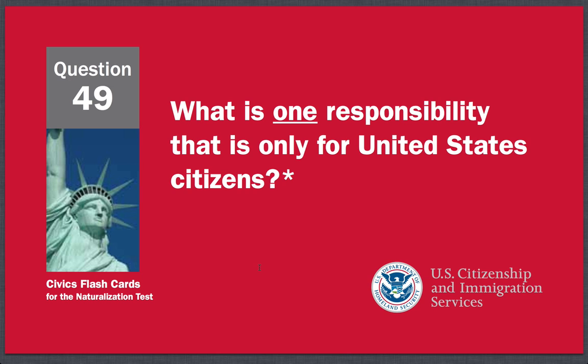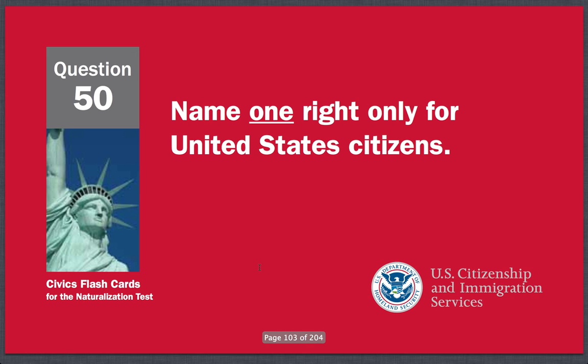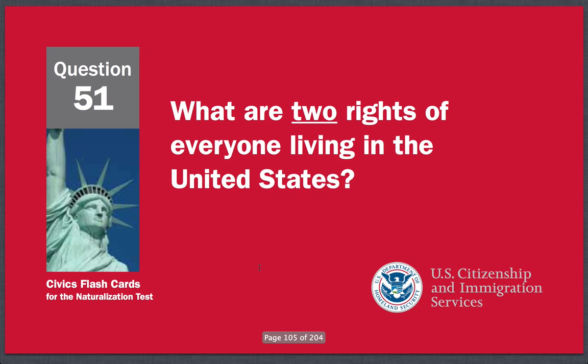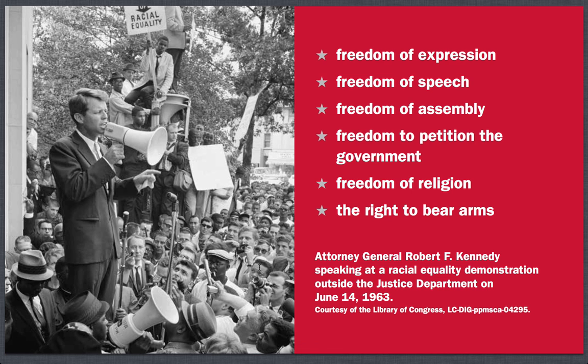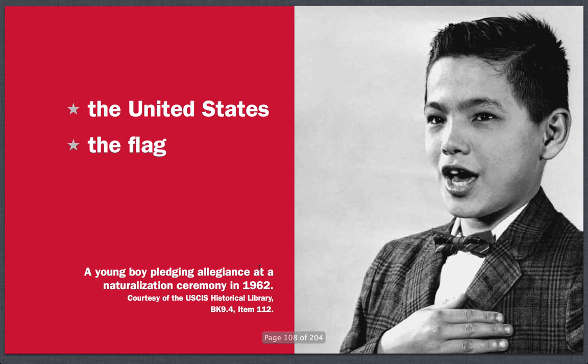What is one responsibility that is only for United States citizens? Serve on a jury, vote in a federal election. Name one right only for United States citizens. Vote in a federal election, run for federal office. What are two rights of everyone living in the United States? Freedom of expression, freedom of speech, freedom of assembly, freedom to petition the government, freedom of religion, the right to bear arms.